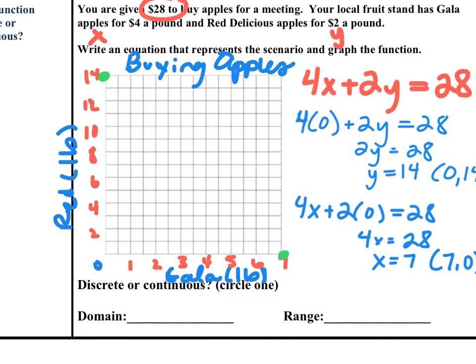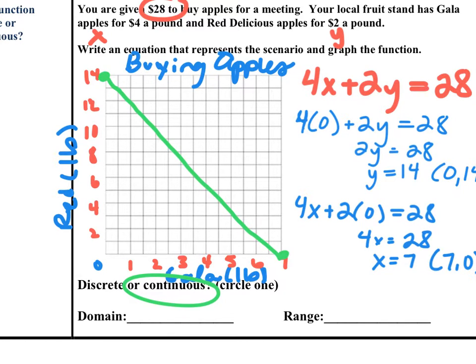You could have whole pounds of apples, but you don't have to. You can buy half a pound or a quarter pound or a third of a pound or 0.27 of a pound of apples. So I'm going to say it's continuous, and I'm going to graph a straight line between my 2 points. So circle continuous.